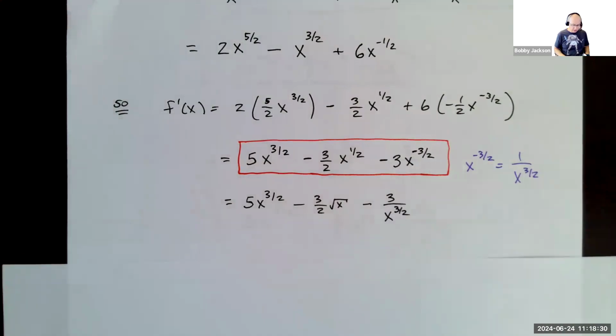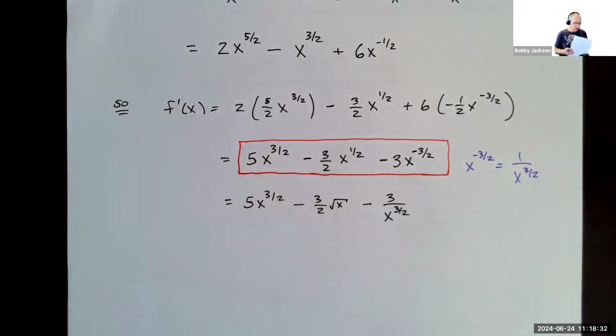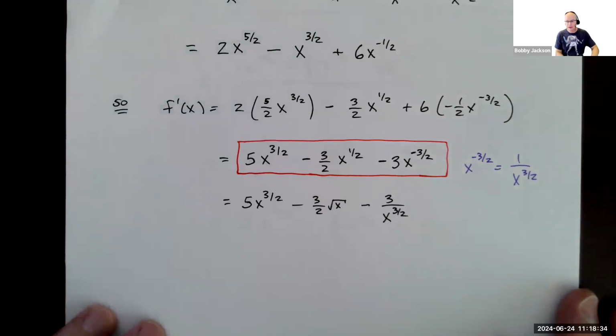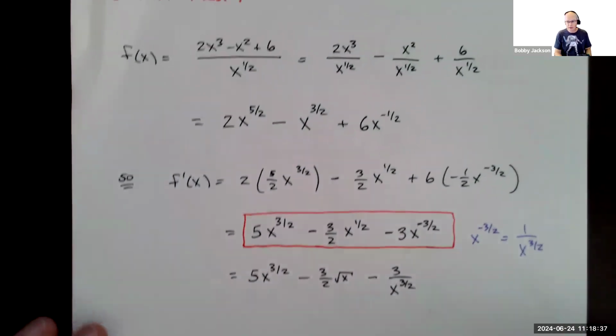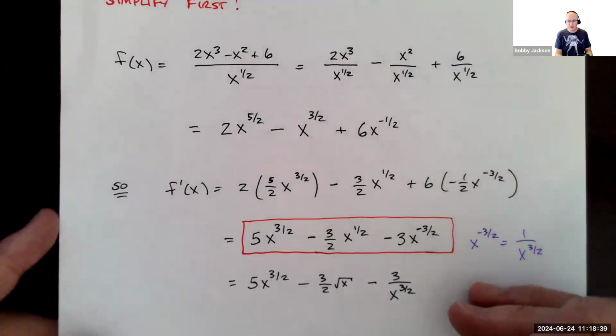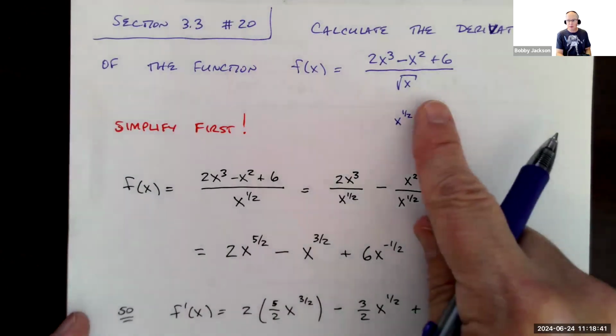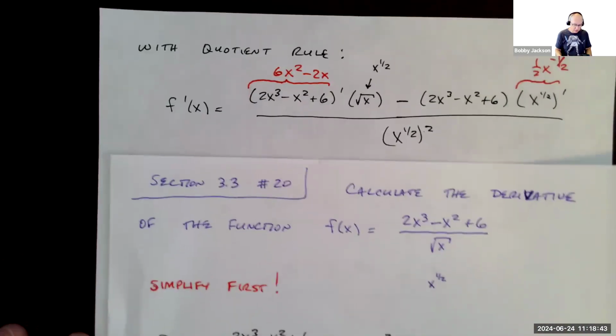Now, alternatively, you could use the quotient rule. I'm just going to show you that so you can get a feel for the difference. How did you feel about this? Does this seem easy to do? Well, let's compare this with using the quotient rule.